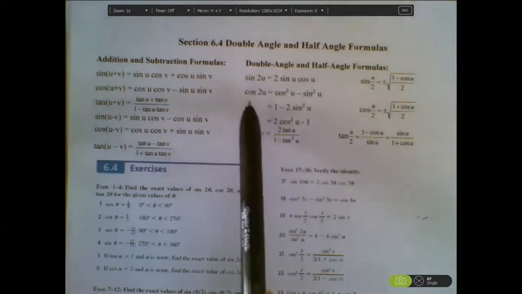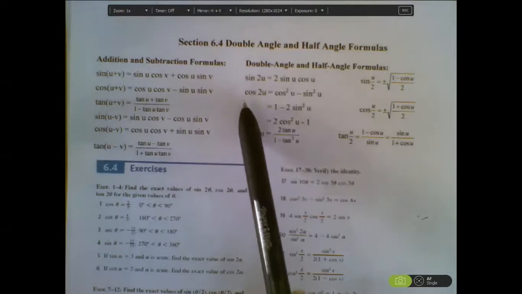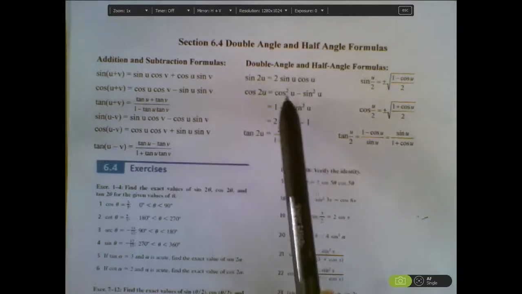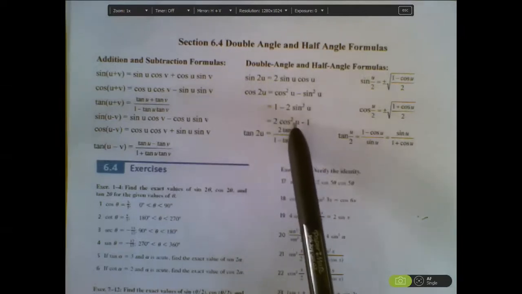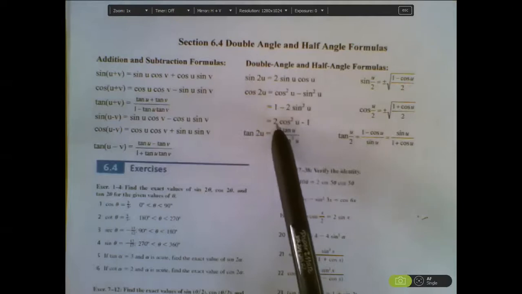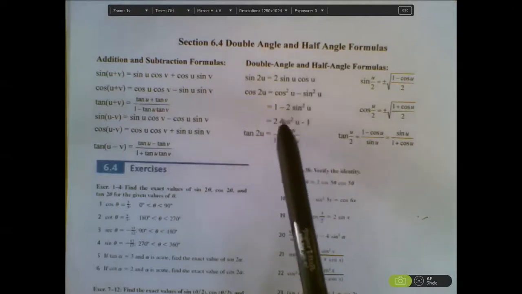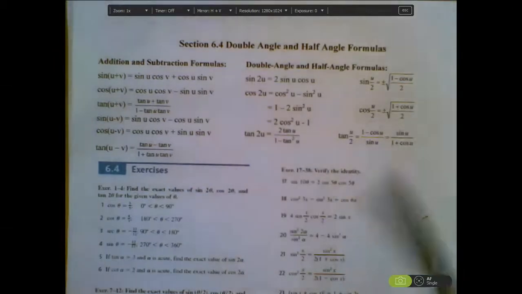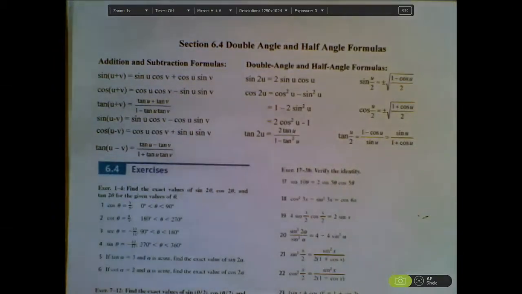There are 3 different double angle formulas for cosine of 2u. It shouldn't matter which one of the 3 you use, you should get the same answer. The only time it matters is when you're verifying identities. Sometimes one of these 3 will get you there faster than the other 2. And then we have half angle formulas that we'll talk about in a minute.